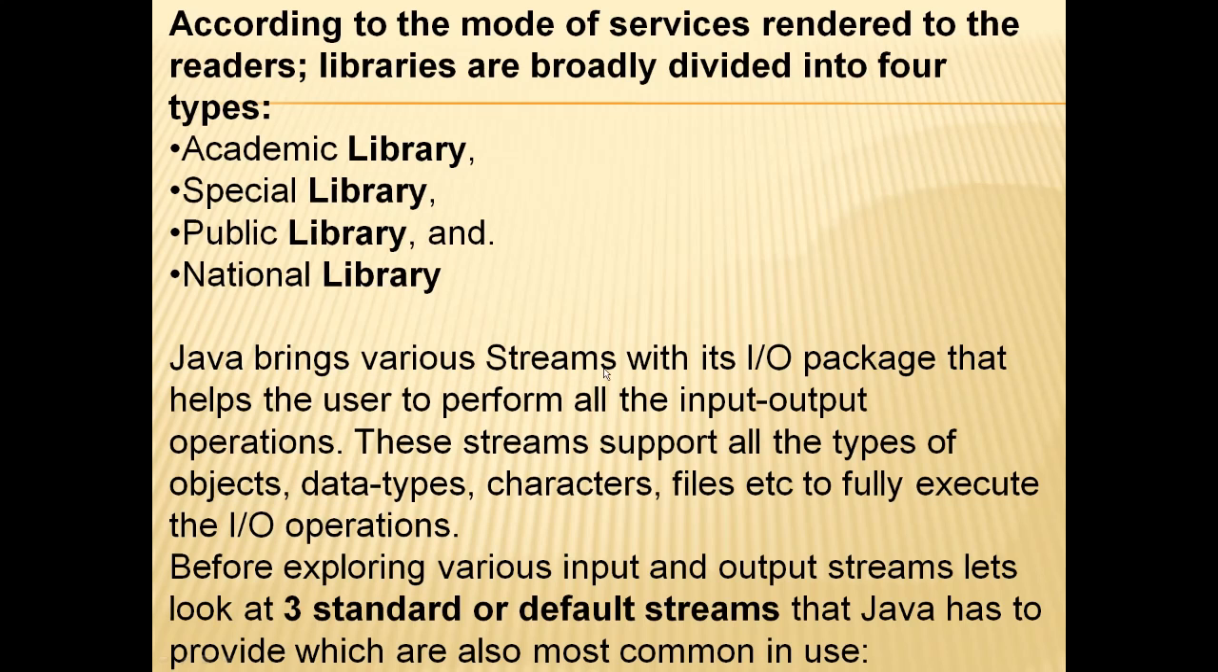Java brings various streams with its I/O package that help the user to perform all the input-output operations. These streams support all types of objects, data types, characters, files, etc. to fully execute the I/O operations. Before exploring various input and output streams, let's look at three standard or default streams that Java provides, which are also the most common in use.